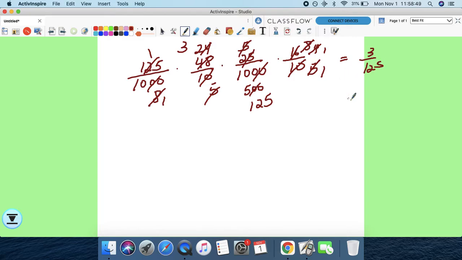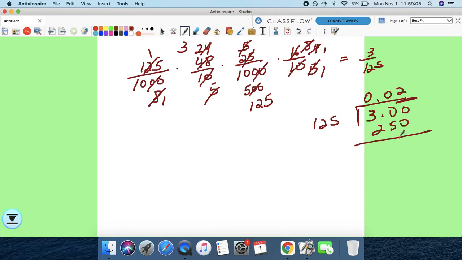And they want this in decimal format. Let's see if we can change it to a decimal first of all. So 3 divided by 125: 0.0, 2 times 125 is 250. And then subtract, we get 50, bring another 0 down, which is 500, 0.024. And that's the answer, 0.024. I'm going to do it on the calculator to see if I am anywhere remotely correct.